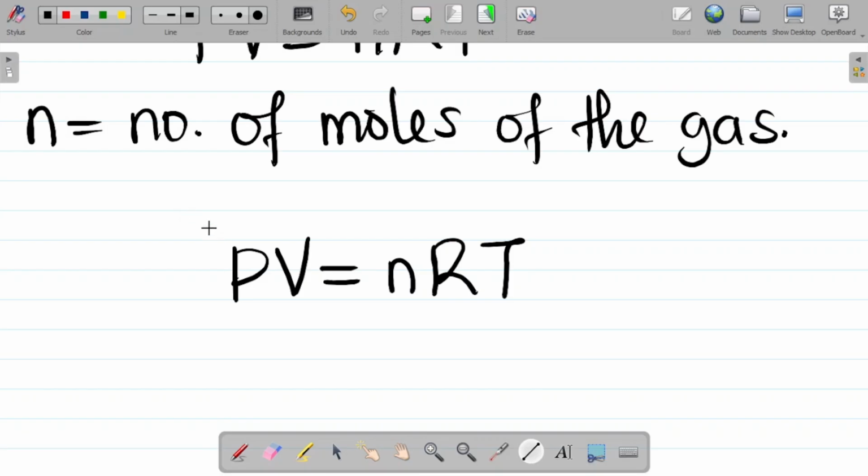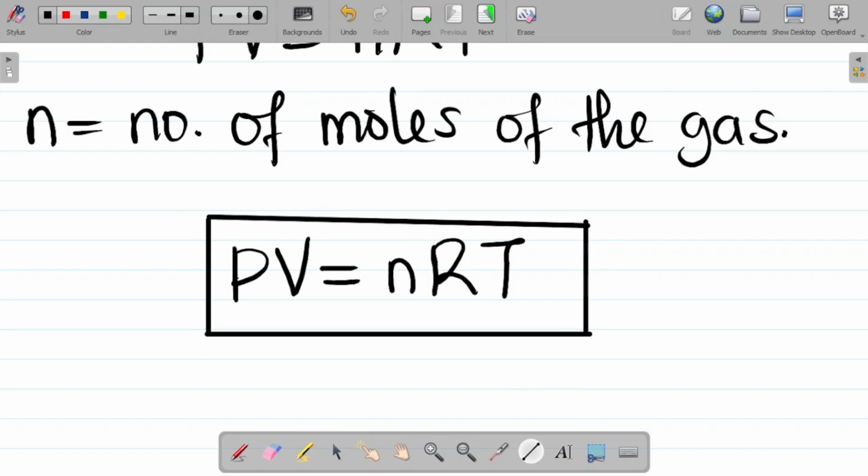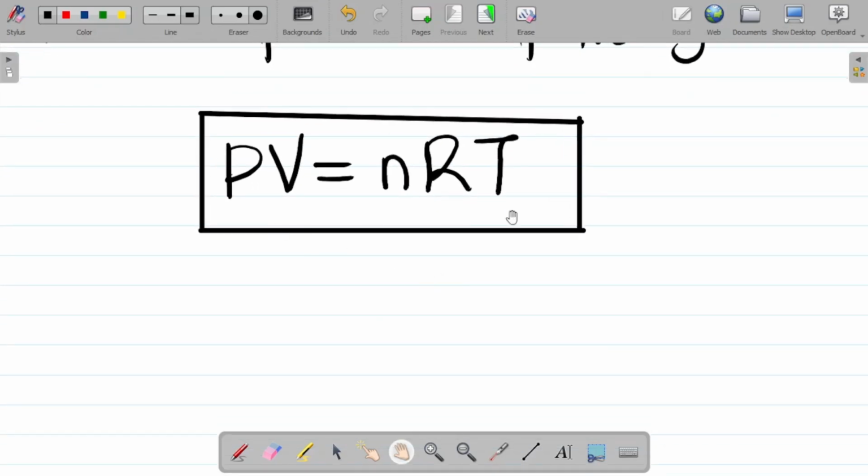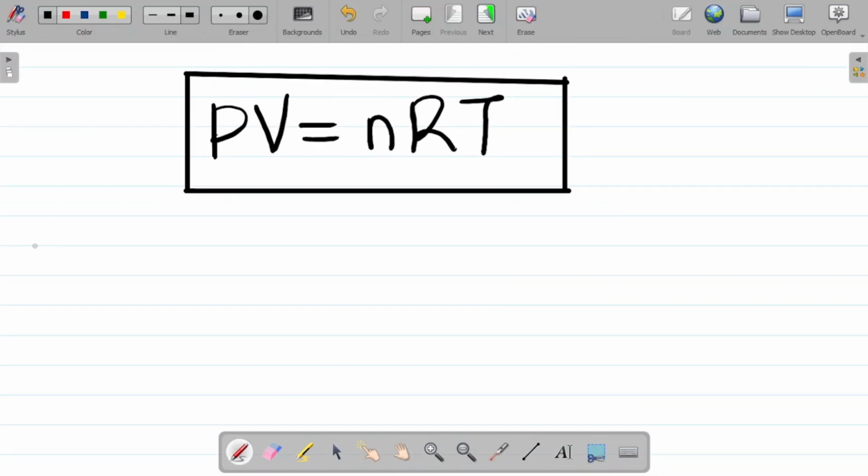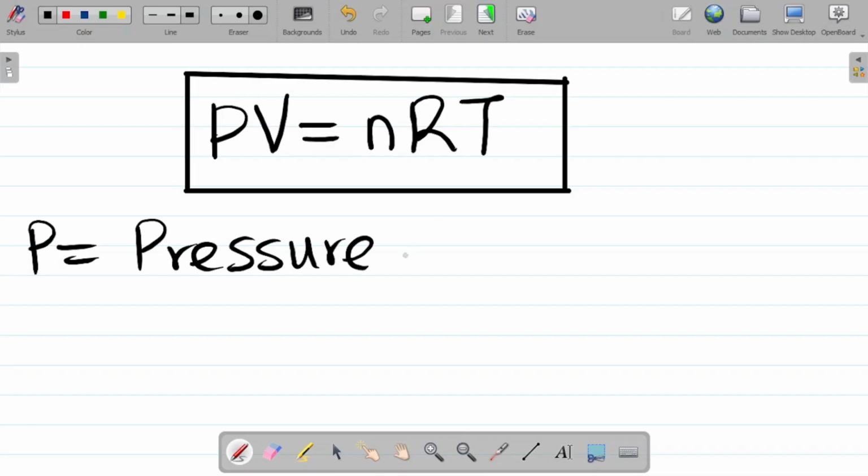So we have this. So now we have this, this, this, and this. So this is the ideal gas equation for n moles of a gas. All right, so let's define each of these parameters, where P is, as we said, pressure. In this case, pressure is measured in ATM, right? ATM means atmosphere. Okay, write that down.